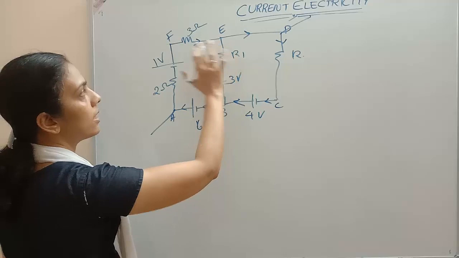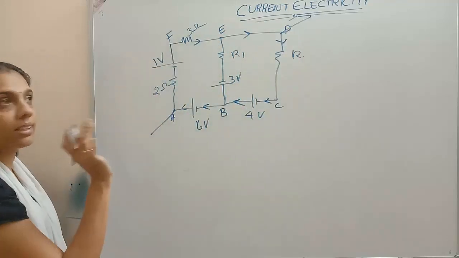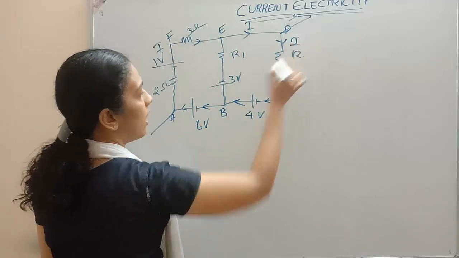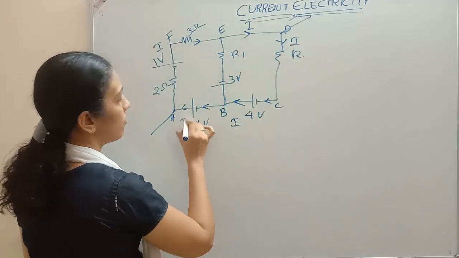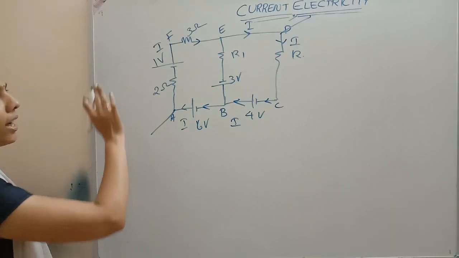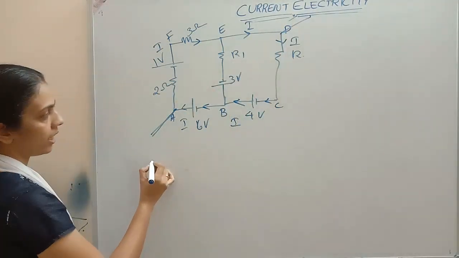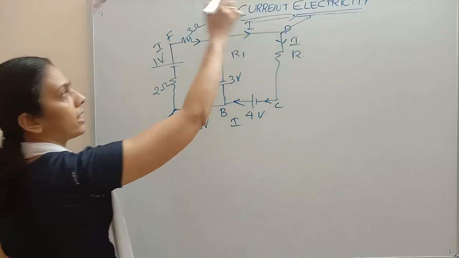If this is not there, all these are in a series circuit. So the same current will be flowing through all the other points. So I is the current flowing. Now I can find out this potential difference between AD. So between AD, this is the diagram I am considering.